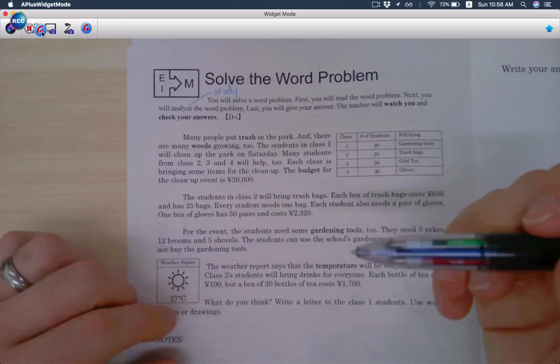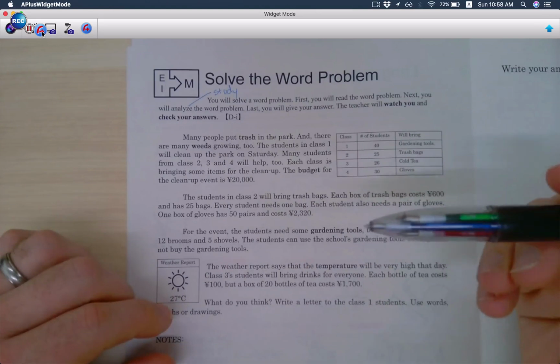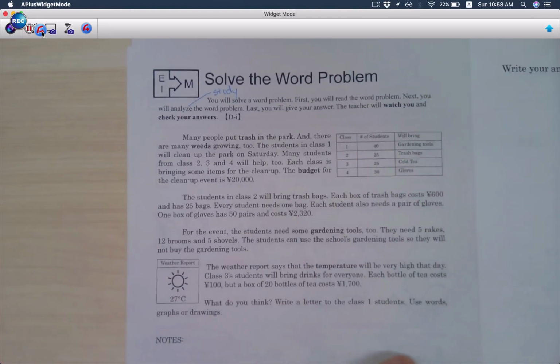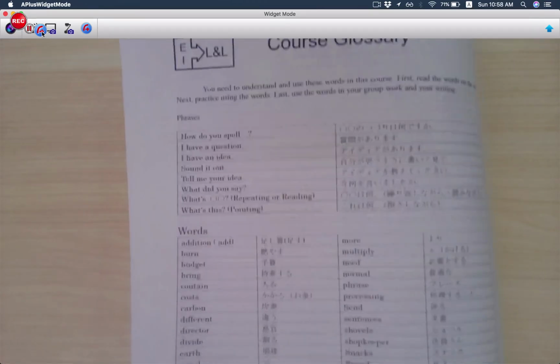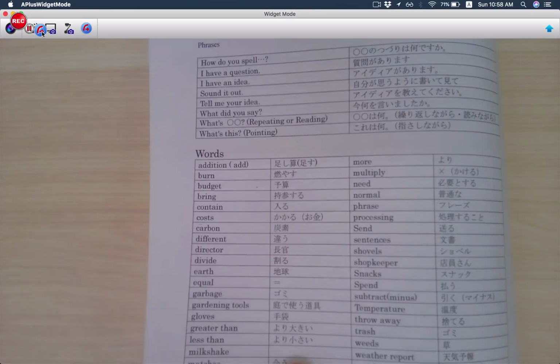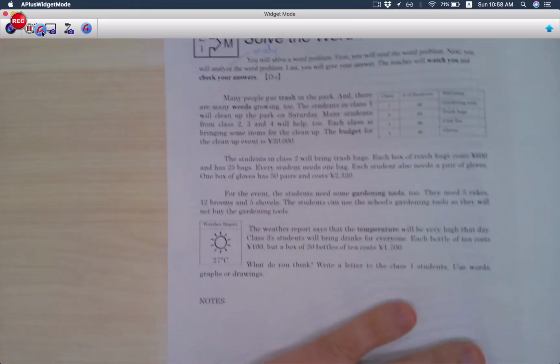I'm going to be using my blue pen while I read, so I can mark the words I don't know. As I'm marking the words, I'll also check the course glossary on the back of my booklet, because many of the words will be here. So let's begin.